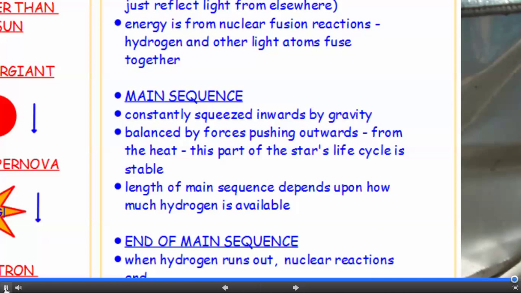Stars then enter what's known as the main sequence. Now, in this, the star is constantly squeezed inwards by its own gravity. But this is balanced by forces pushing outwards from the heat. So this part of the star's life cycle is stable. Now, the length of the main sequence depends upon how much hydrogen is available. The more hydrogen is available, the longer the main sequence.